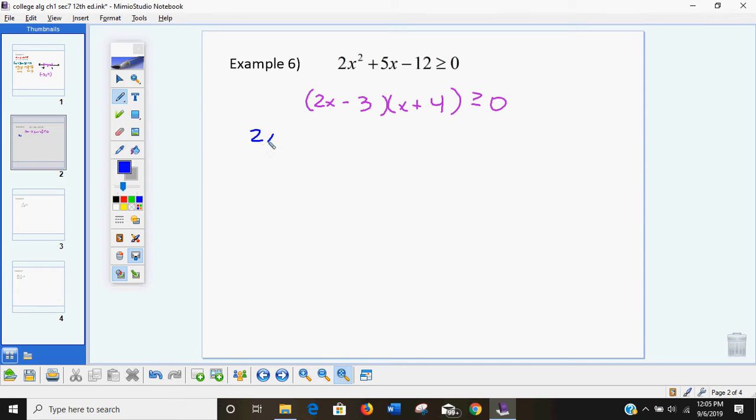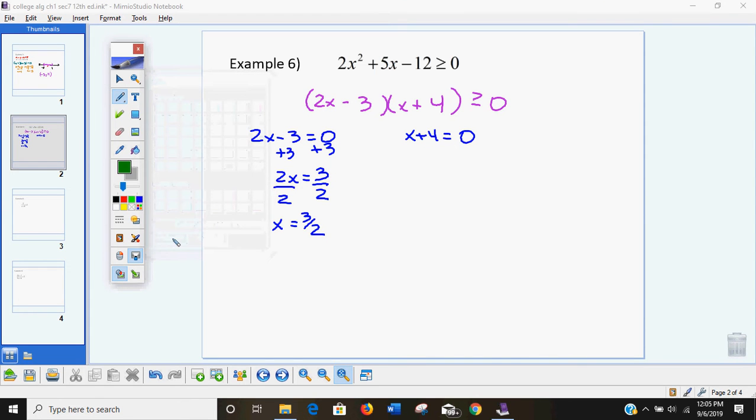So we're going to do 2x minus 3 equals 0 and x plus 4 equals 0. Okay, so add your 3 to both sides. You get 2x equals 3. Divide by 2, and x is equal to 3 halves. So that's going to be one of the numbers on the number line. On the other one, we subtract our 4. We get x equals negative 4. That's the second number on our number line.